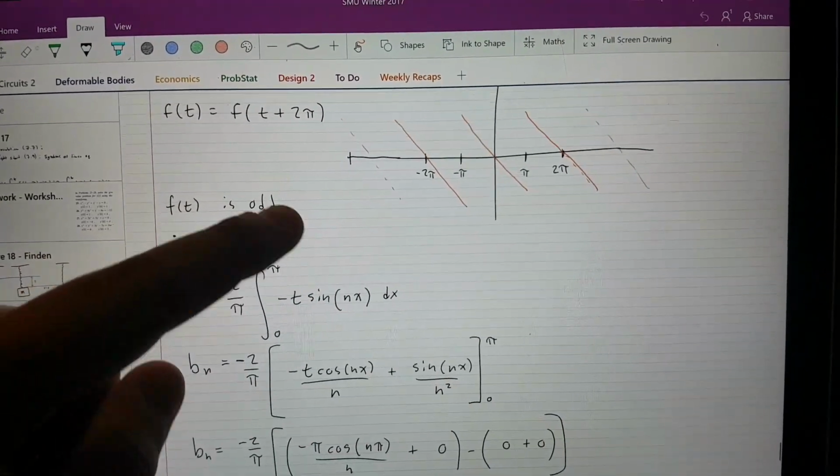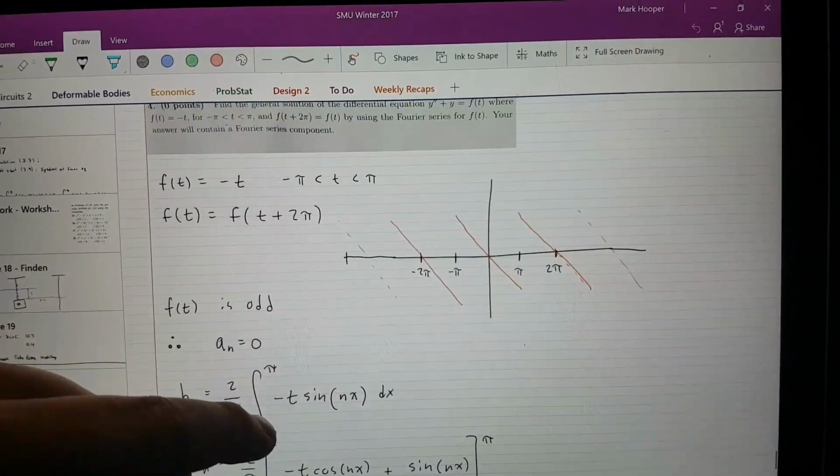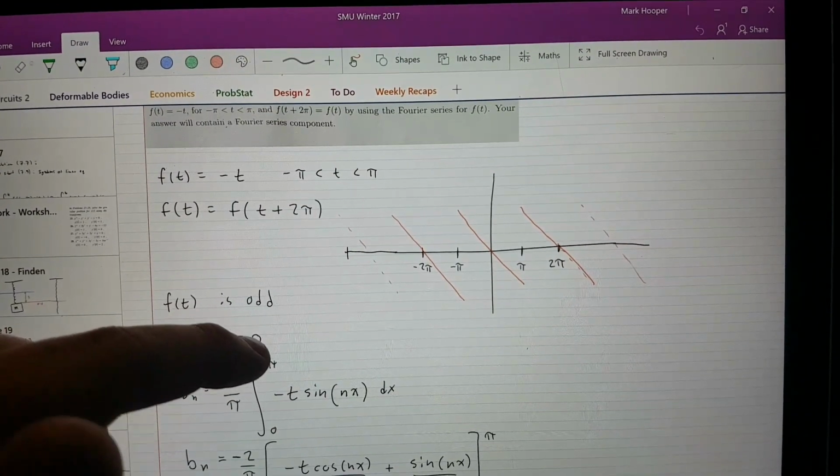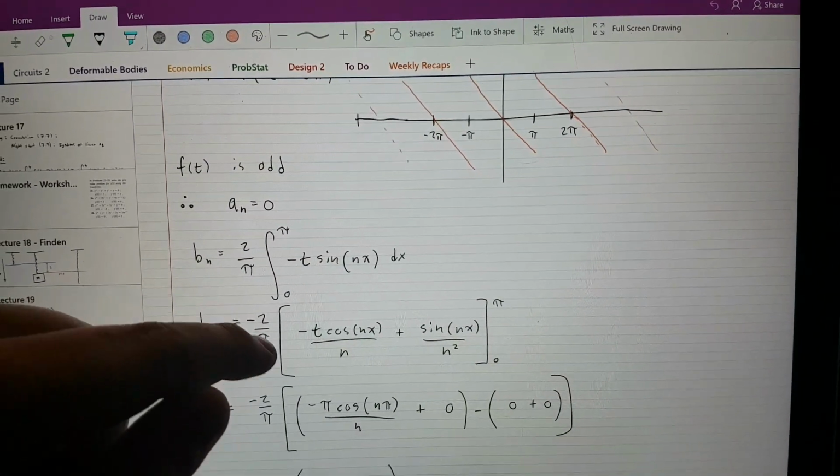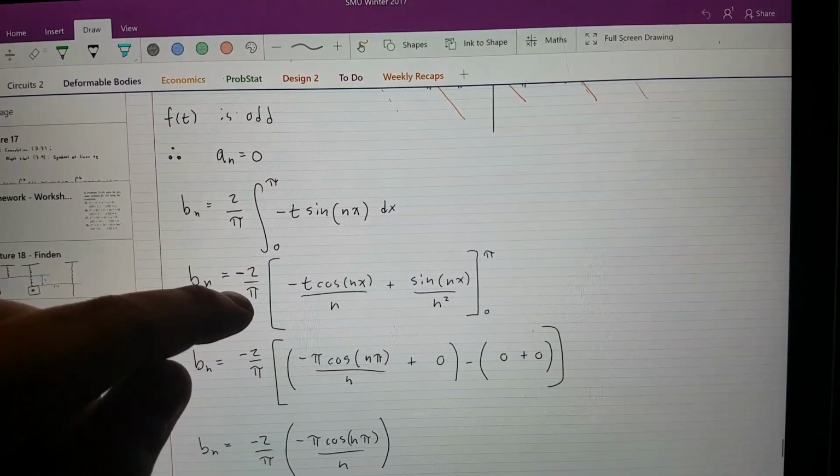God, if he gives us one that isn't symmetric about the origin or symmetric about the y-axis, I don't know what I'm going to do. But anyway, let's go ahead and do this.